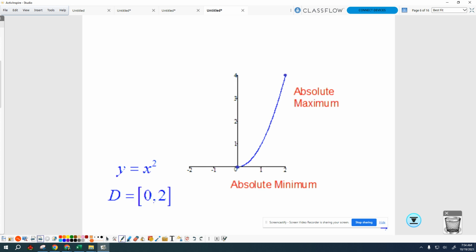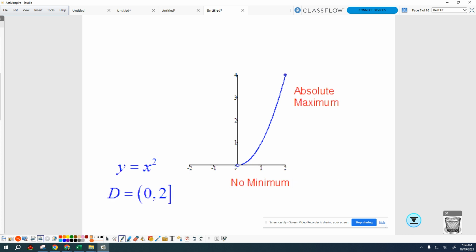Okay, now we're going to chop part of it off. Now it's a closed dot here and a closed dot there. The absolute maximum is 4. The absolute minimum is 0, right? Because we chopped the domain and said just this snapshot.